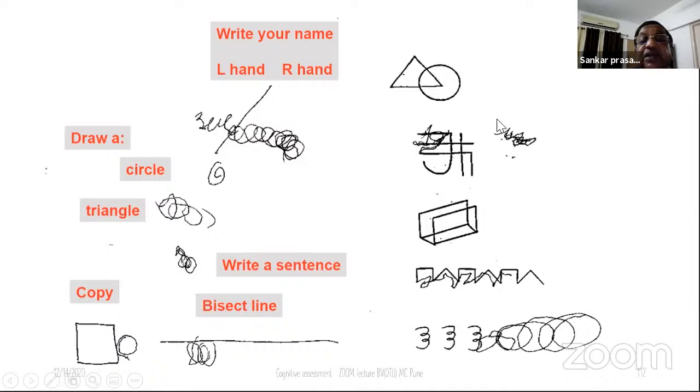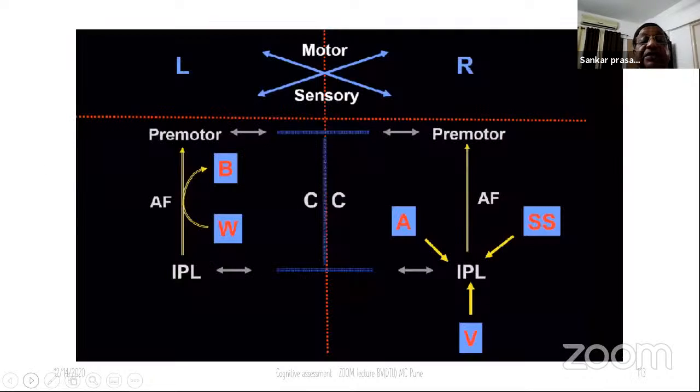Copy this diagram. And he is not able to do any of these things. That means he's got a severe problem in construction. And see, so now we have seen this inferior parietal lobule and how this is connected to the right and left. The motor and sensory inputs from left and right crisscross, and the corpus callosum has to be normal for all these circuits to function.